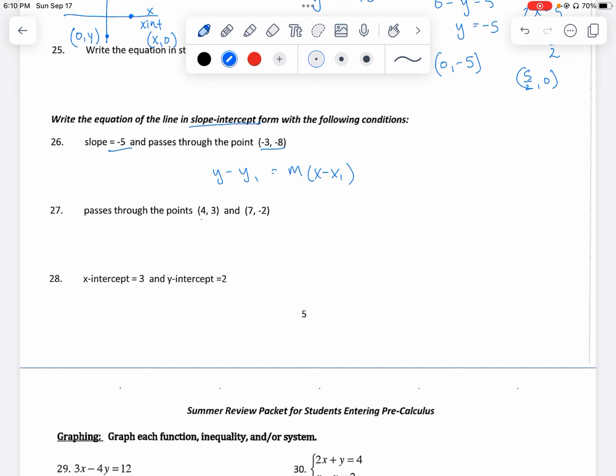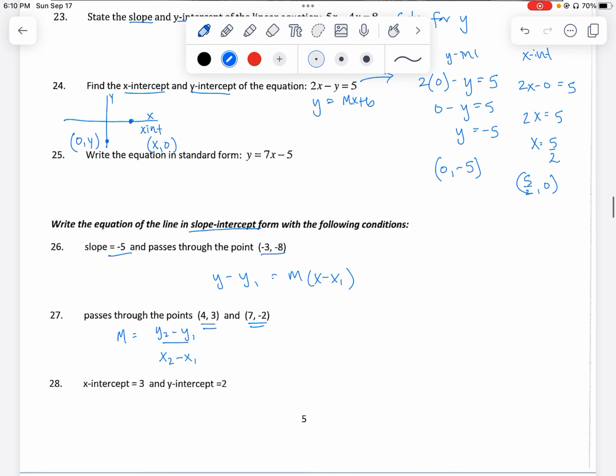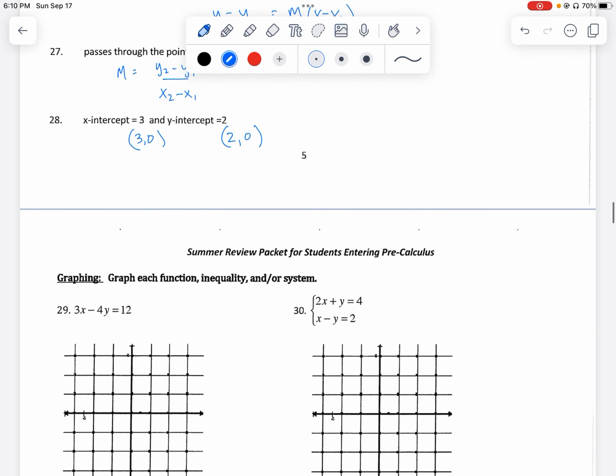Okay. Now, when you're given 2 points, you have to, of course, find the slope first, which you may remember is the change in y over the change in x. And here, 28 is just the reverse. It's working backwards on what we did in 24. It's essentially giving you 2 points. That the x-intercept is 3, which means it goes through the point (3, 0). And the y-intercept is 2, which means that the line goes through the point (0, 2). Now I can do the kind of work that I just did in 27.